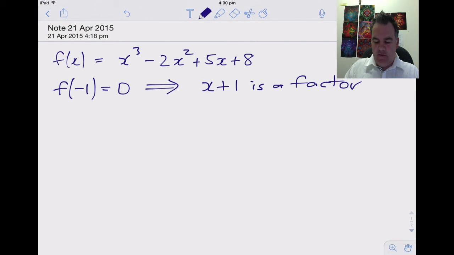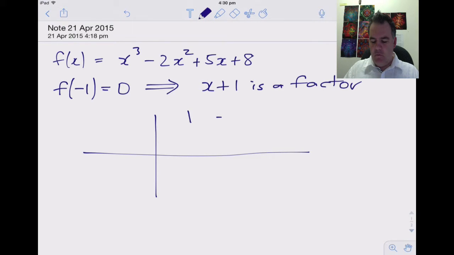Right, let's use synthetic division. So let me set it up. We've got x cubed minus 2x squared plus 5x plus 8. We're just writing the coefficients. Remember, if you haven't got an x squared term or an x term or a number term, you need to put a 0 there. Because x plus 1 is a factor, we're going to write negative 1 out here. That's the value that you put in that gives you 0. And straight down here we write 1, whatever that number is.